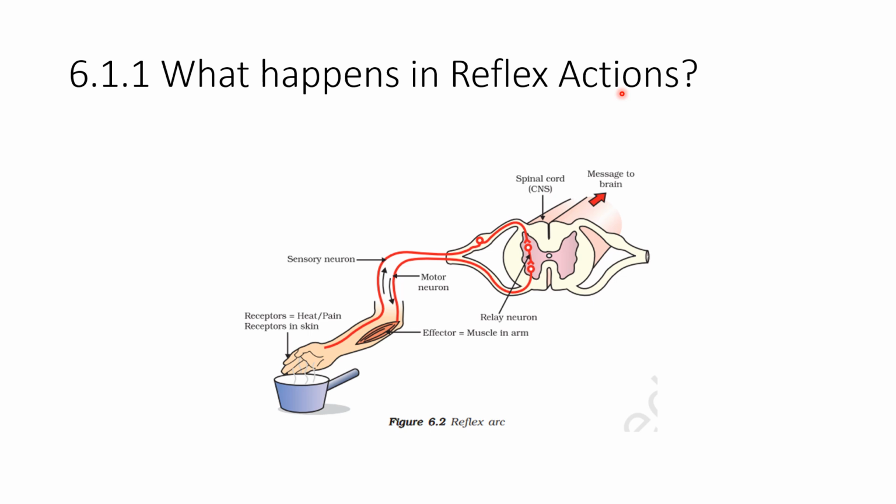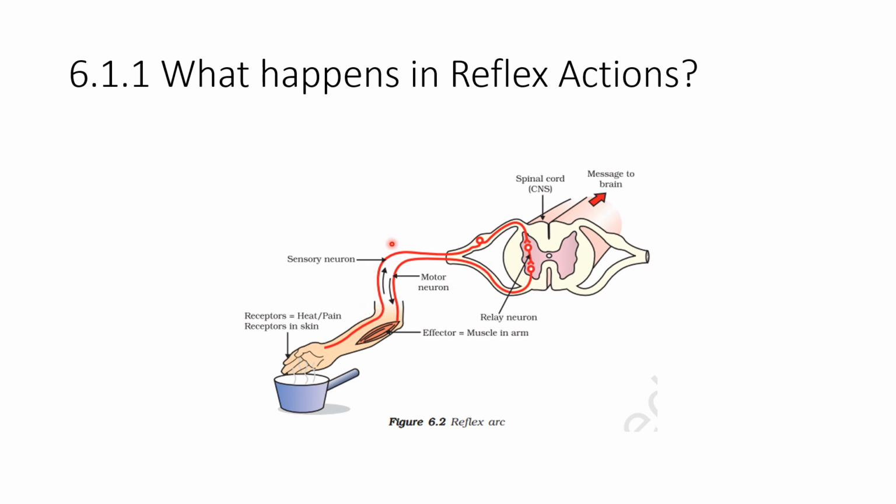ठीक है? Reflex action में क्या होगा? देखो आप एक example लो. This is hand, okay? So this is receptor. Receptors, heat or pain, anything on the skin, you can feel it, okay? So this is effector, muscle in the arm, right? So what happens? This is a sensory neuron and this is a motor neuron, right? So this is going as a signal to the spinal cord, CNS. It gives a message to the brain further, right?